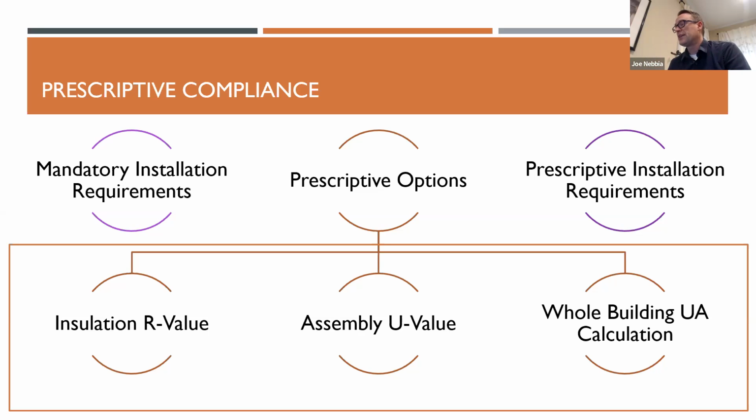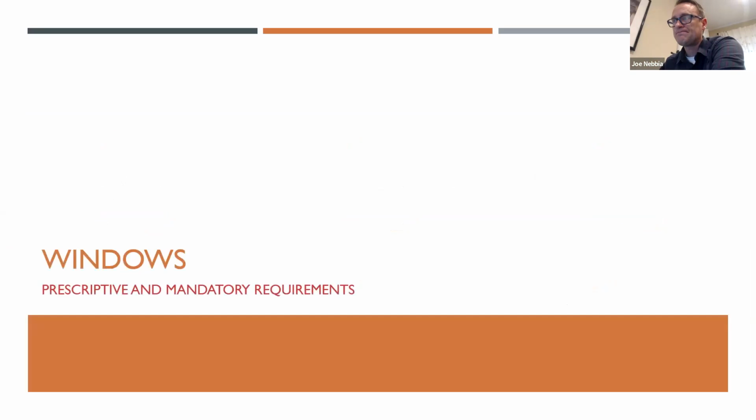There are tools out there that will do a UA calculation, and I'll talk about that a little bit more when we get to that demonstration. So for window requirements, which I'm going to cover first, and again, feel free to interrupt me as we go.